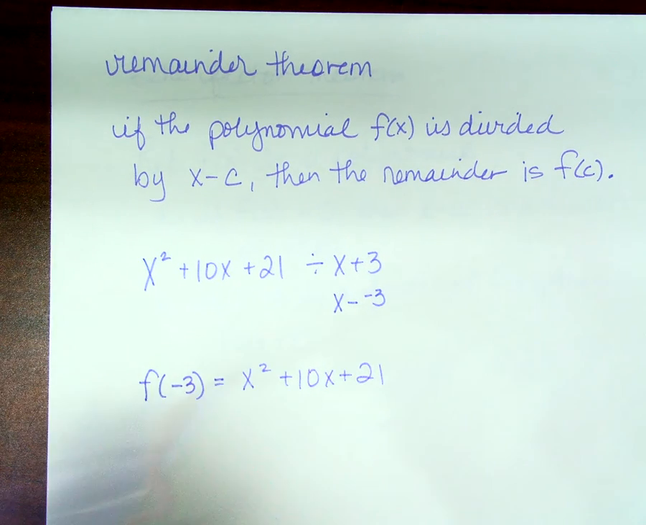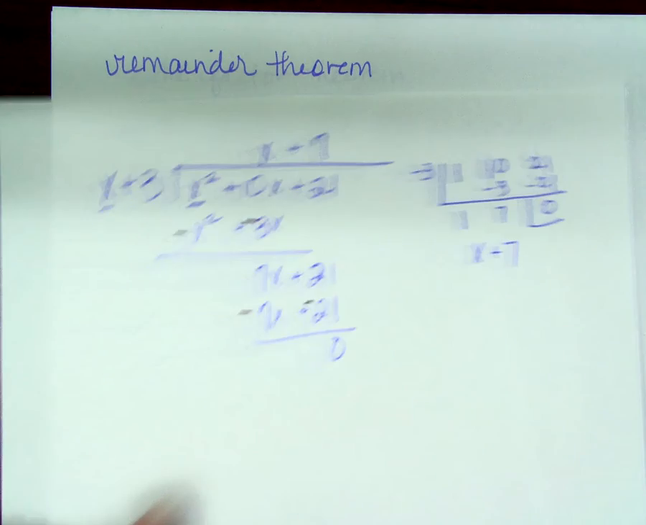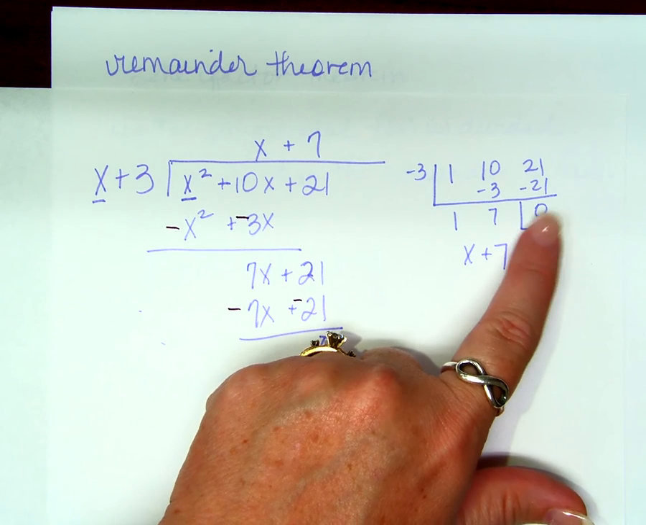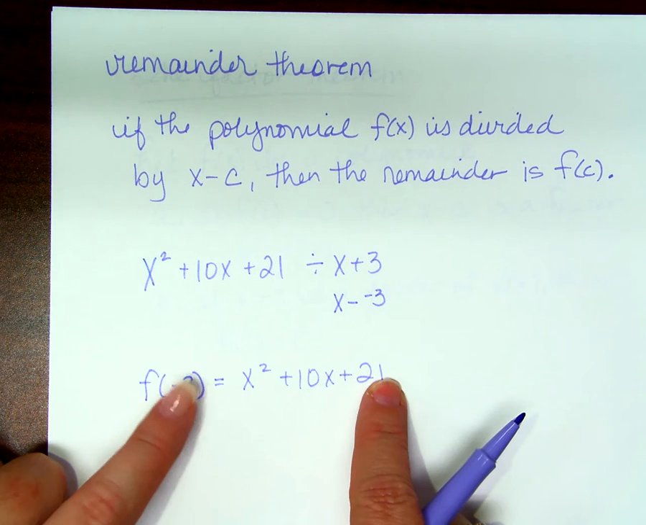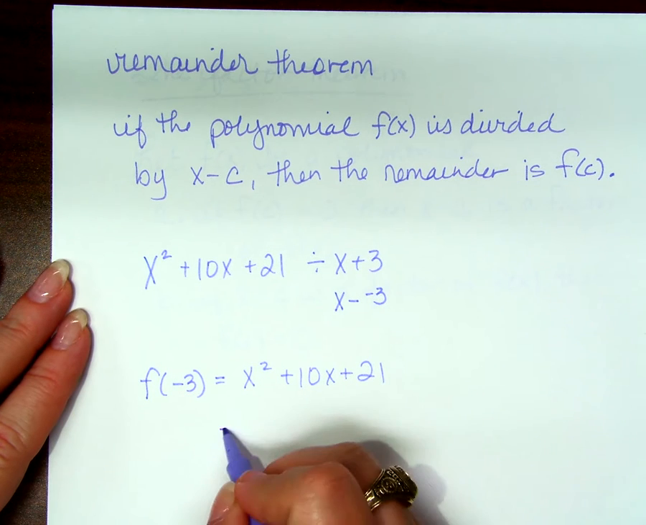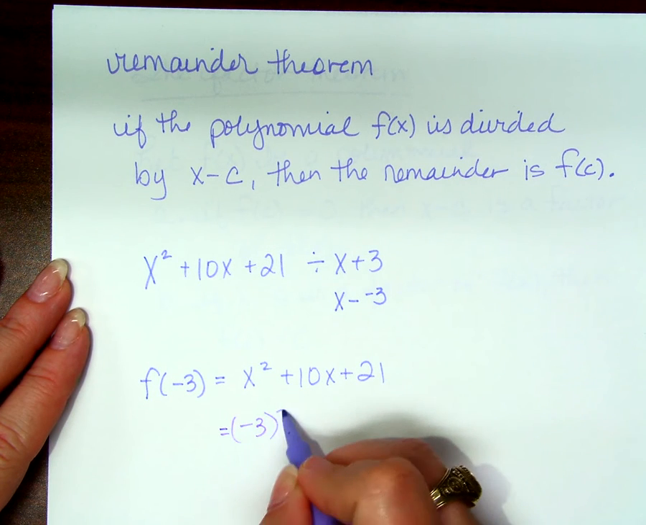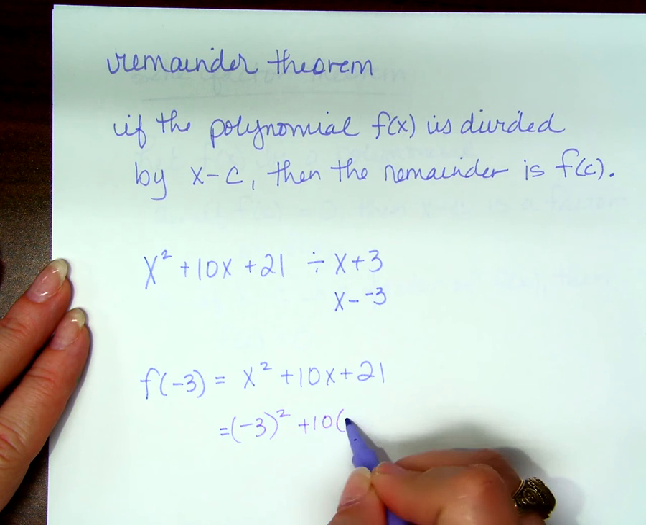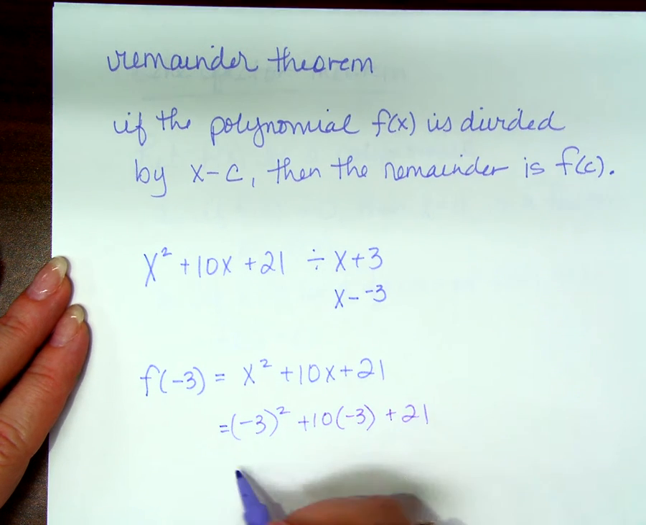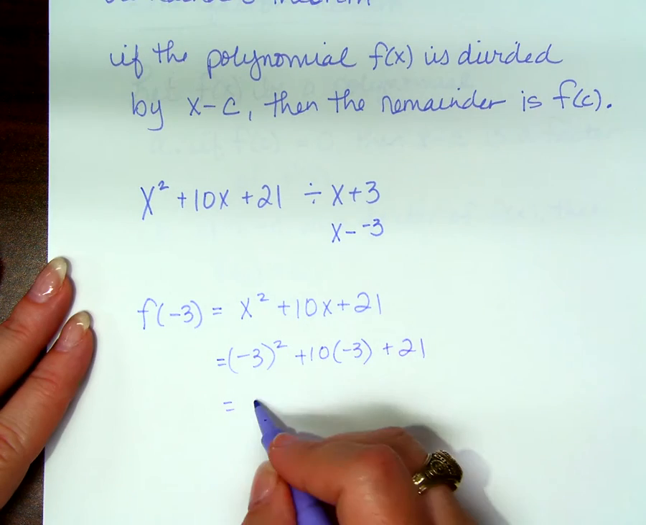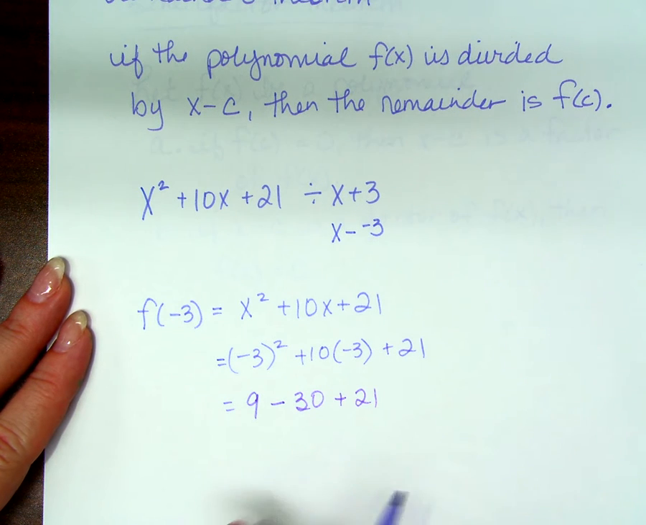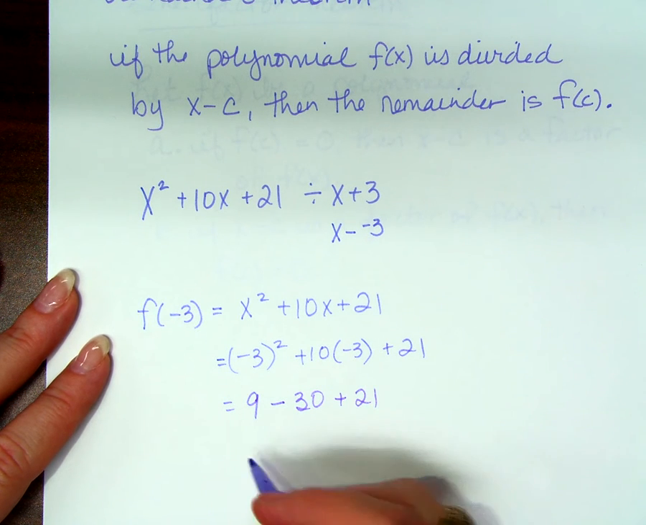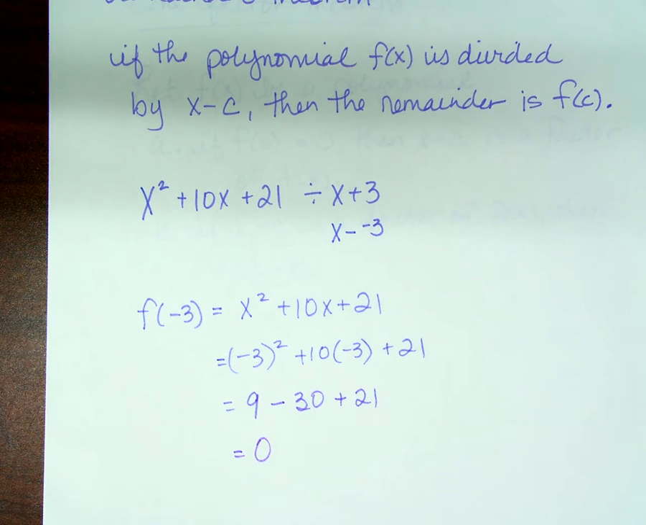Okay? Because when I did the long division and synthetic division both, my remainder was 0. So if I evaluate this function right here at negative 3, I should get a 0. Negative 3 squared plus 10 times negative 3 plus 21. Well, negative 3 squared is 9, minus 30 plus 21. Guess what 9 minus 30 plus 21 is? 0.